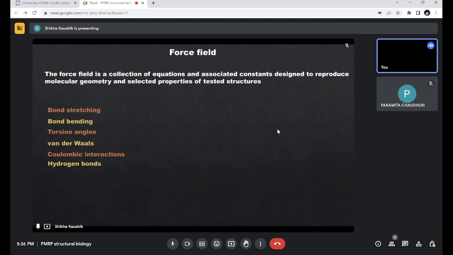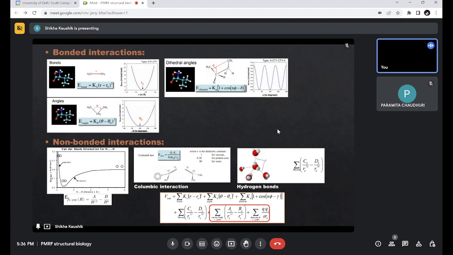So these are the parameters that we select, these are the properties that we study, and that's how we test our system. These are some force fields. If I talk about bonded interactions, where two atoms are involved, we have a bond, we have an interaction, and because of this bond there are some changes, some movement, and some energy associated with it.